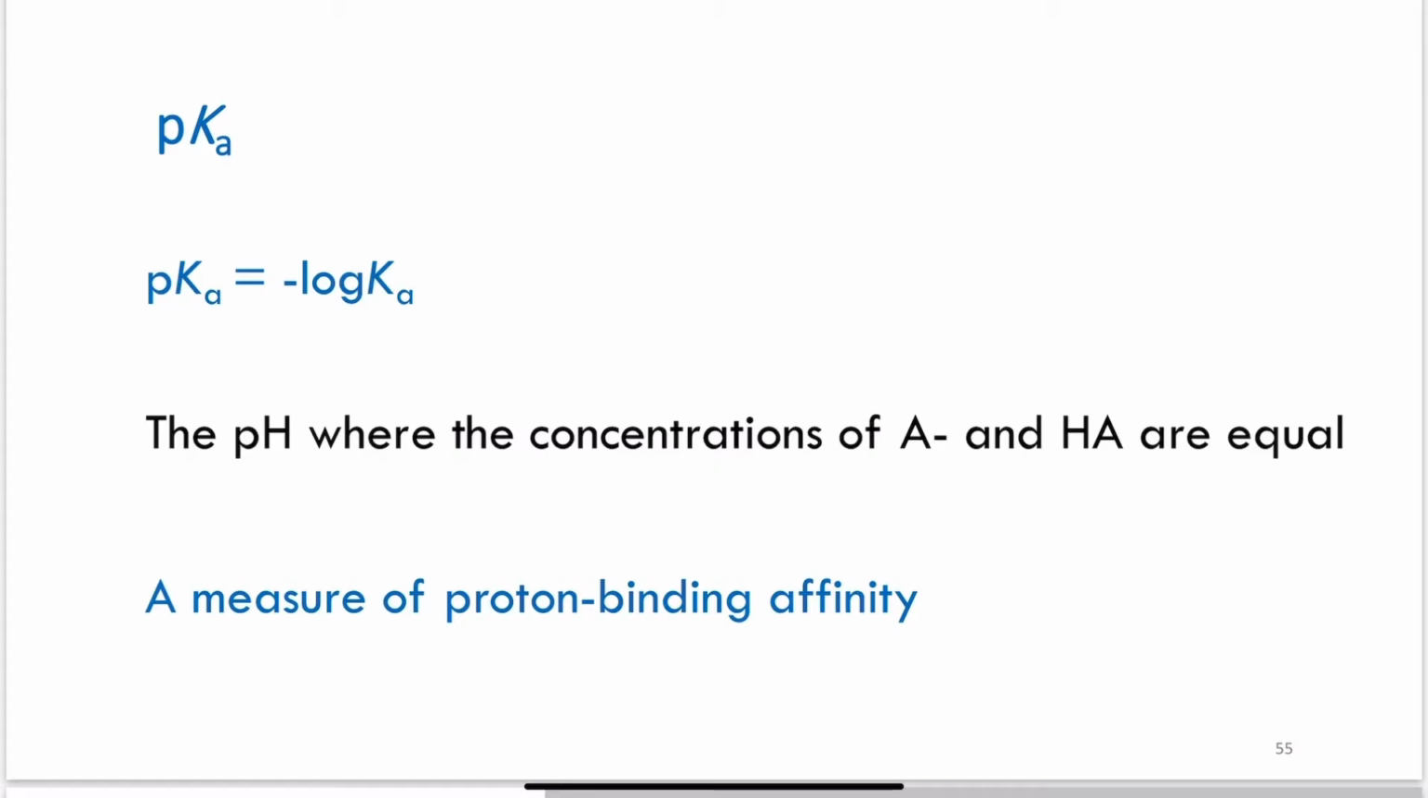We can also get this information off of a titration curve itself. The pH where the concentrations of A- and HA are equal is the pKa value of your substance. It is what we call a measure of the proton binding affinity. How likely is it to hold on to that proton? What do I mean by this? Well, if we look at a pH curve, relatively speaking, pH curves should look something like this. And we would say this is our equivalence point.